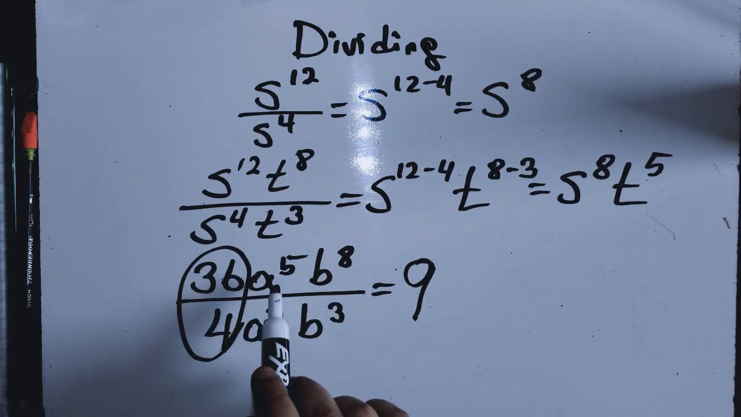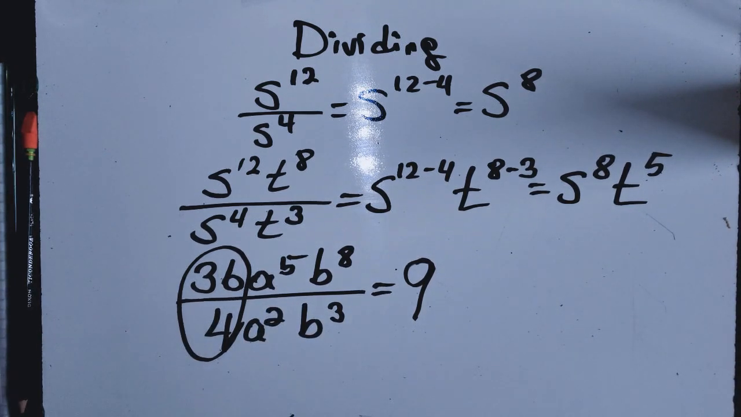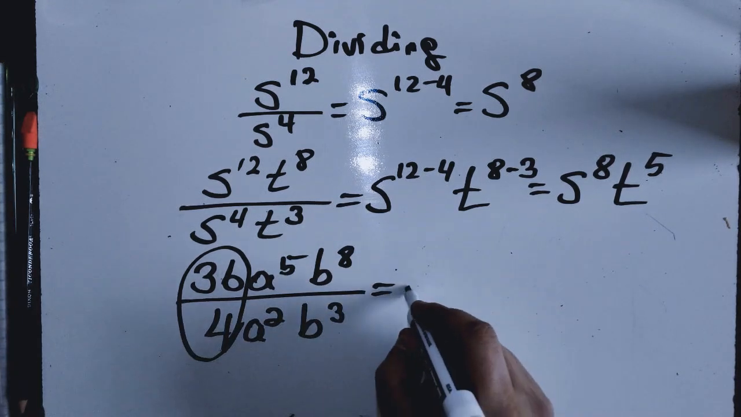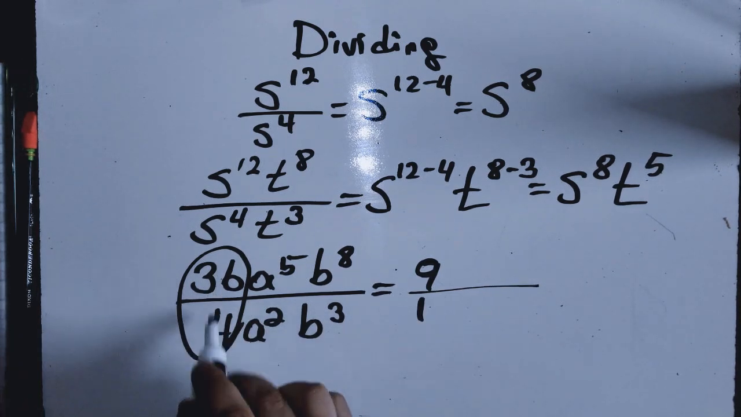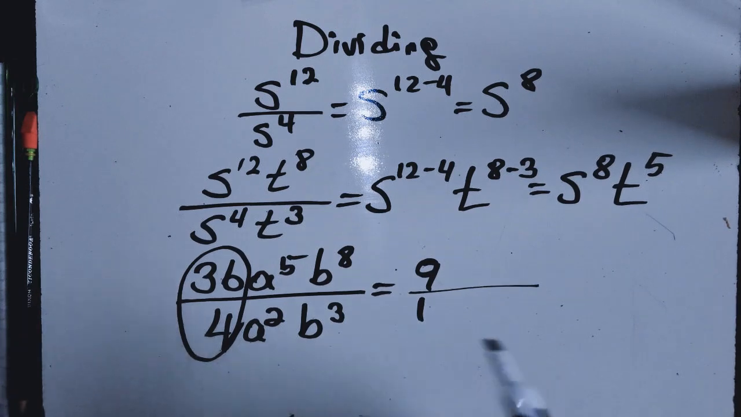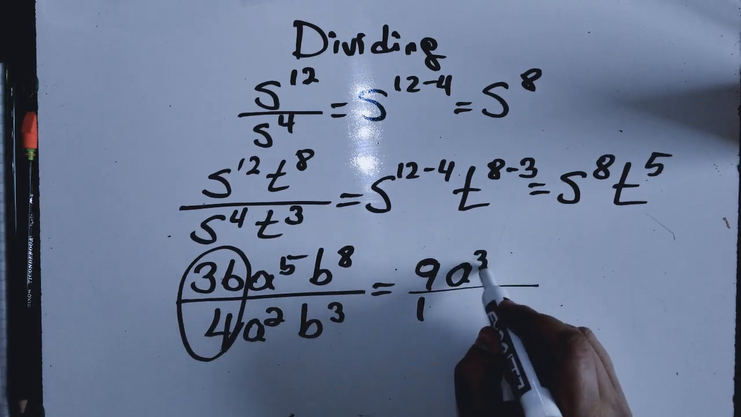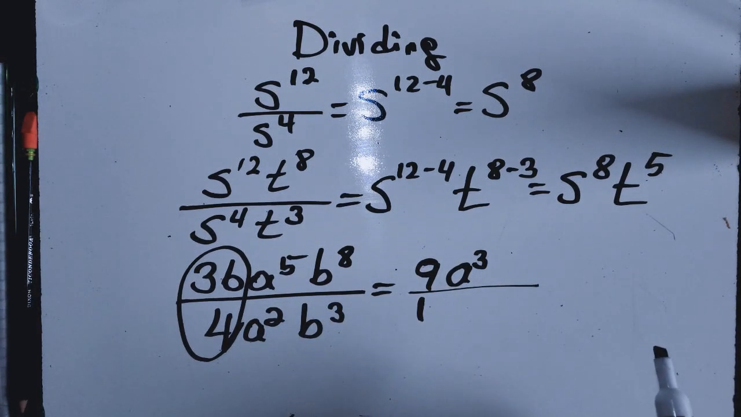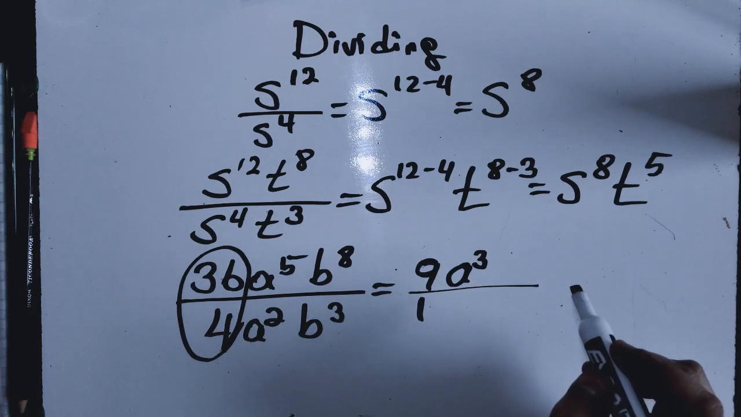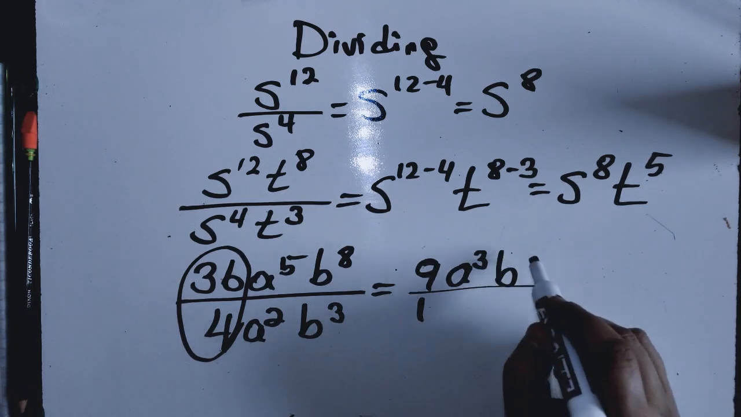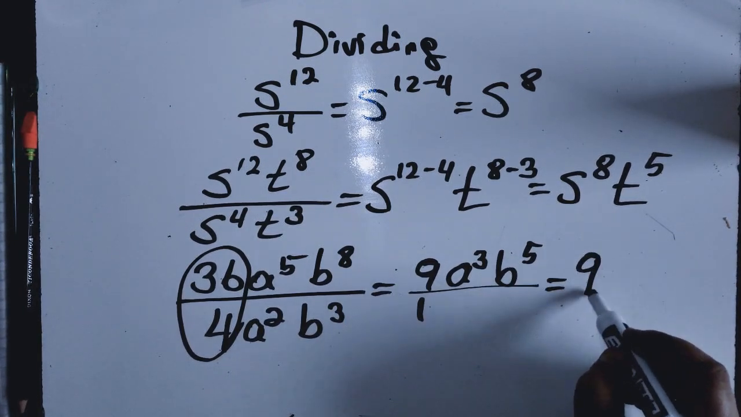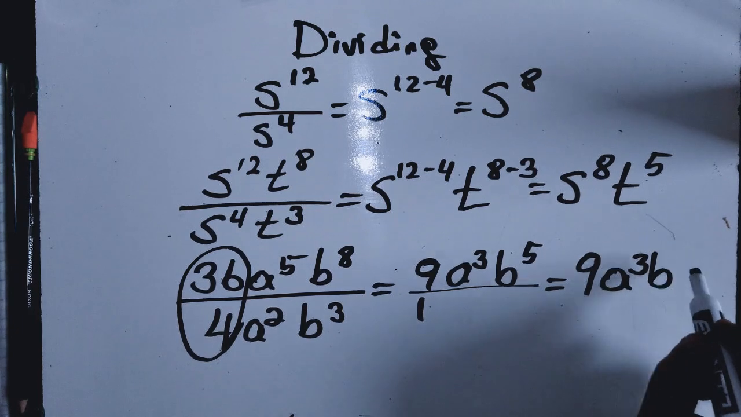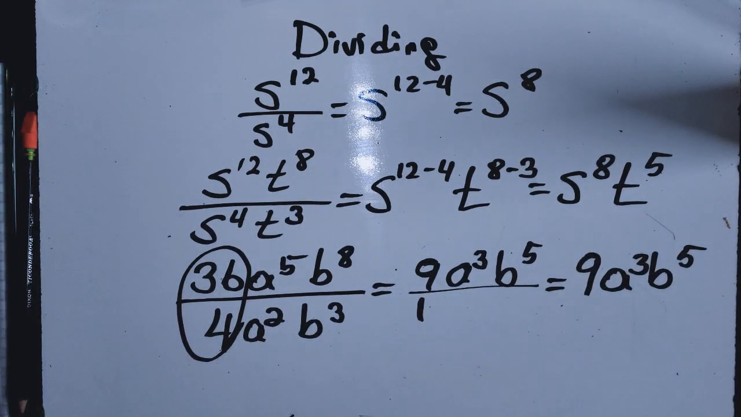So let's see what's left. I have a to the 5th, I have a to the 2nd. Let's write this over here, because 9 is going to be on top, and 1 is going to be on the bottom from this division. a to the 5th, a to the 2nd, there is a to the 3rd left on top. b to the 8th over b to the 3rd, there's going to be 5 of them. I don't need to write the 1, so my final answer would be 9 a to the 3rd b to the 5th.